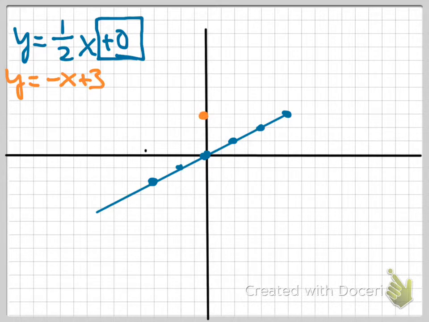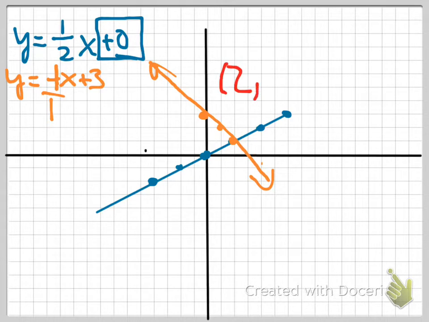Negative x, what does that mean? Well, put a 1 there because you don't see a number. Negative 1 over 1. Down 1 to the right 1. I found my intersection right there. That point right there would be, according to this, positive 2, positive 1.